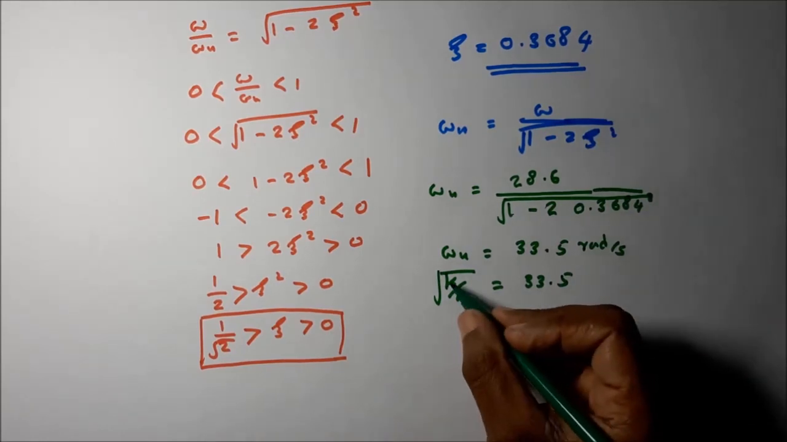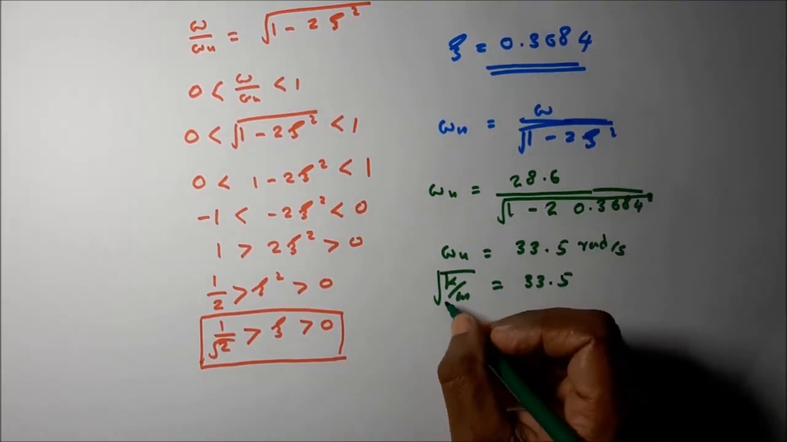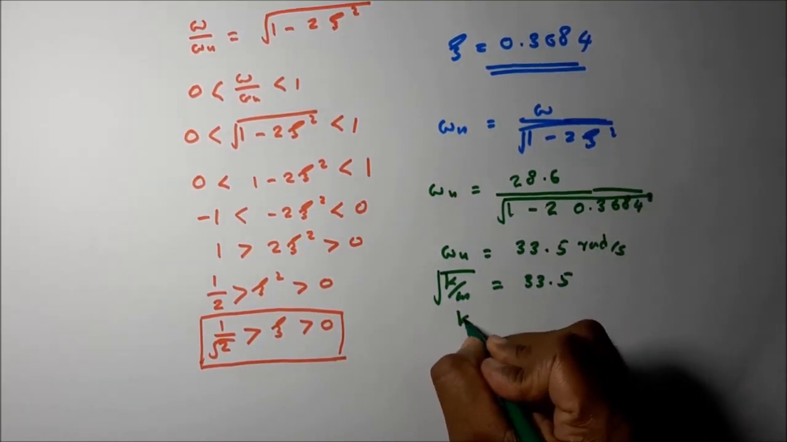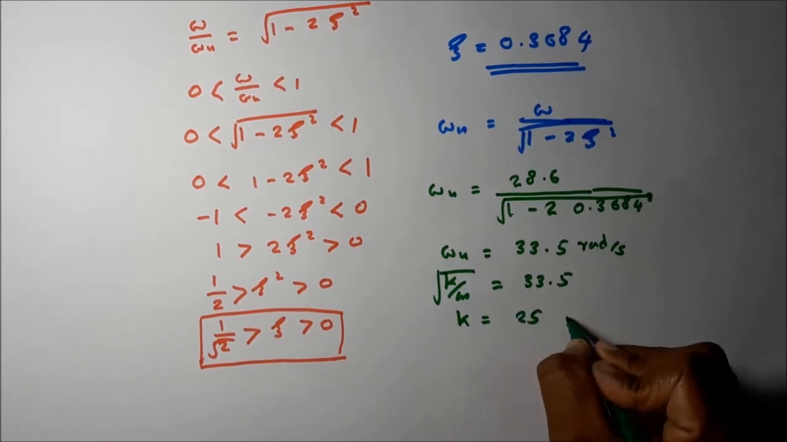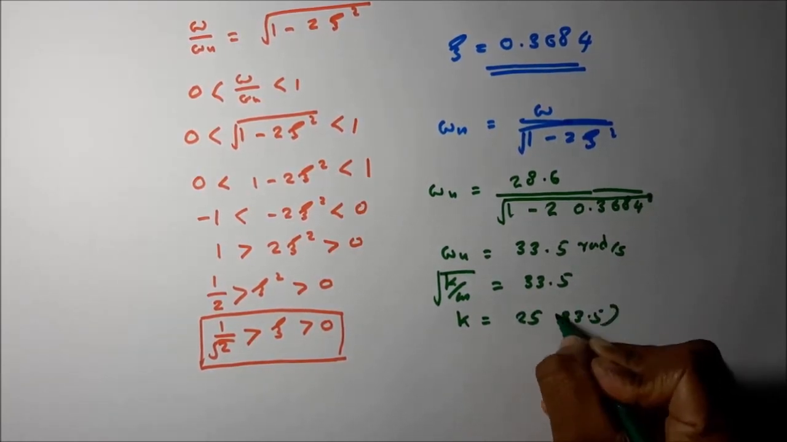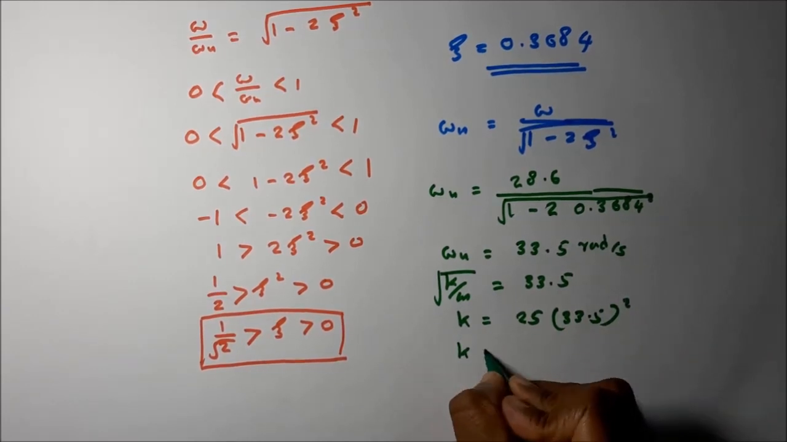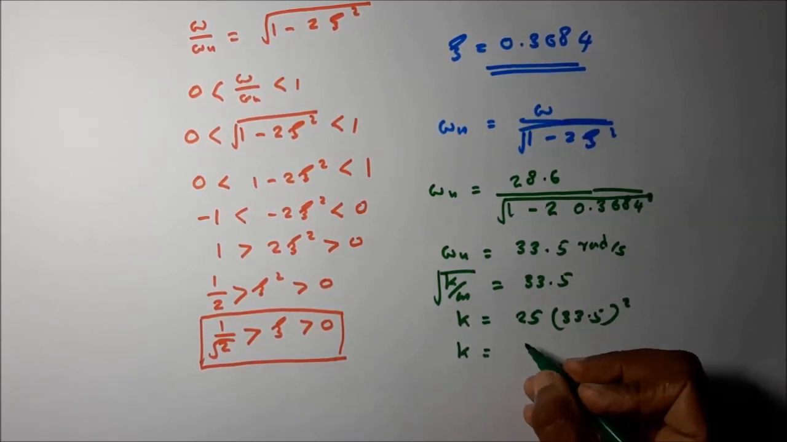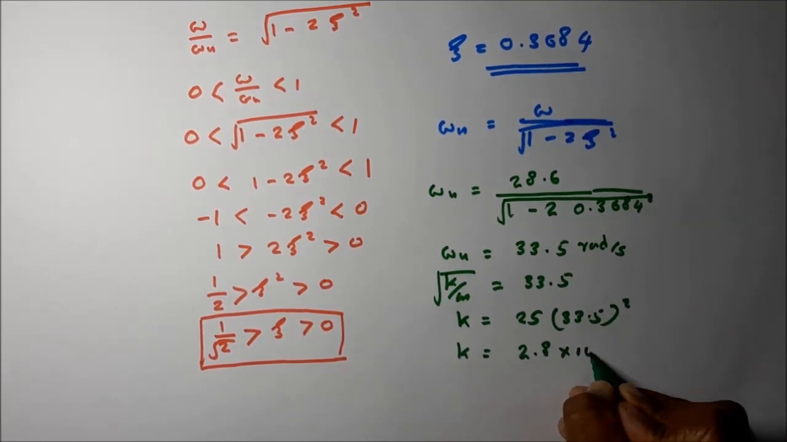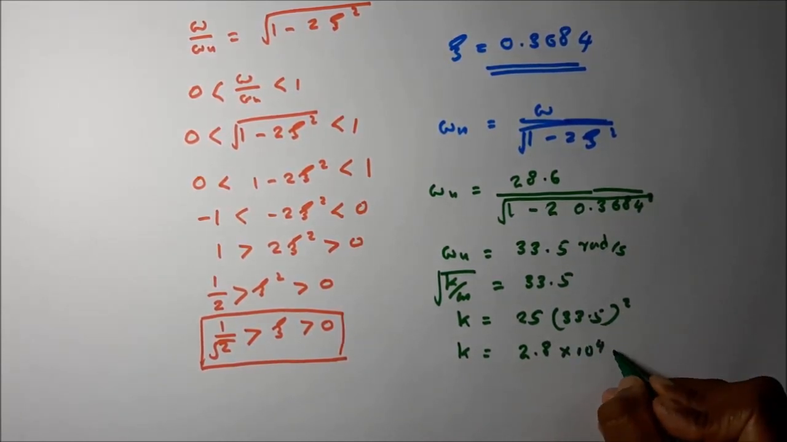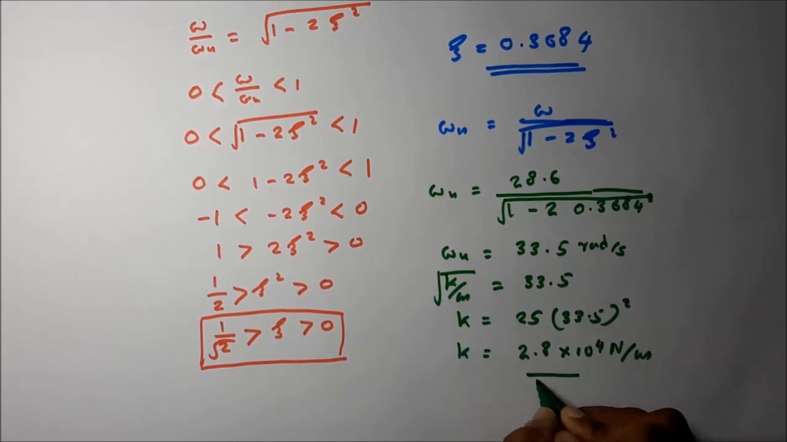So then we can calculate k, that is equal to 25 into 33.5 squared. I have already calculated this value. It is equal to 2.8 into 10 to the power of 4 Newton per meter.